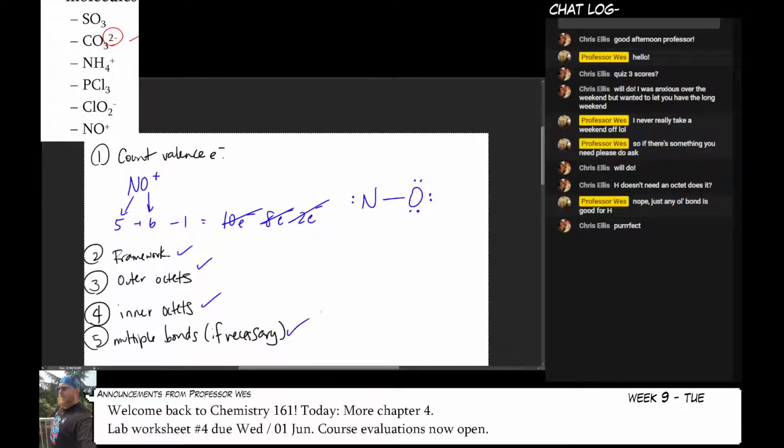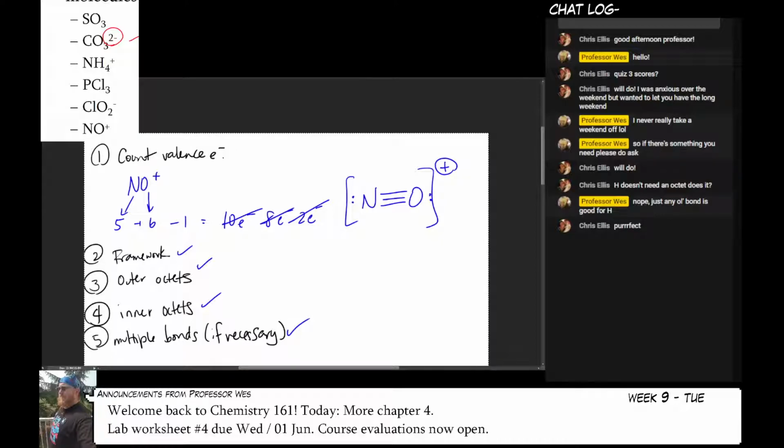So now I do need to do multiple bonds. Nitrogen only has 4 electrons, though, so I need to share a pair to get 6 and a pair to get 8. And so now everything has an octet. So NO, or NO plus, I should say, would look like this. All right, any questions, let me know. We can now draw the Lewis structure for anything.